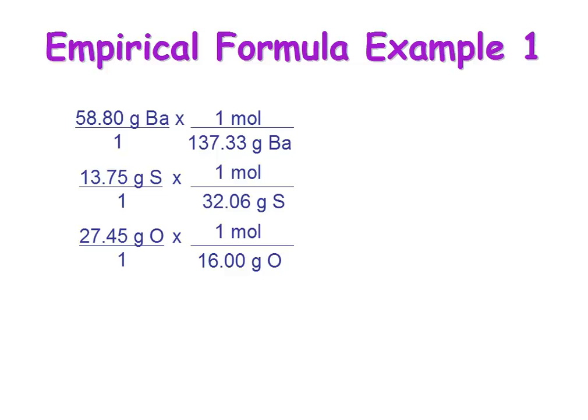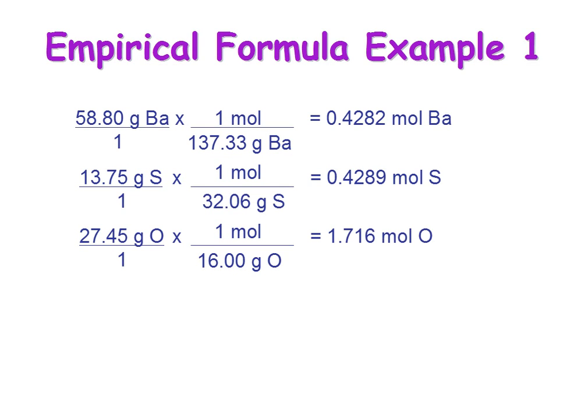When we do the division, the sig fig rules apply that we would normally use when we're going from grams to moles. It looks to me that our masses all have 4 sig figs, and our molar masses have at least 4. So we want 4 in our answers. So when we do the calculation, you should get 0.4282 for your moles of barium, 0.4289 for your moles of sulfur, and 1.716 for your moles of oxygen.